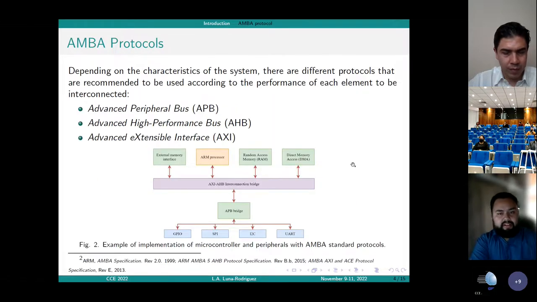Depending on the characteristics of the system, there are different protocols that are recommended according to the performance of each element to be interconnected, with the advantage that they are compatible with each other in case you need to implement several protocols together. For example, Advanced Peripheral Bus, APB, works for components with low bandwidth and complexity. Advanced High-performance Bus, AHB, works for high performance designs. The most used is the AXI protocol. This is for high speed systems and has different independent channels for read and write transactions, which increases the interconnection characteristics.